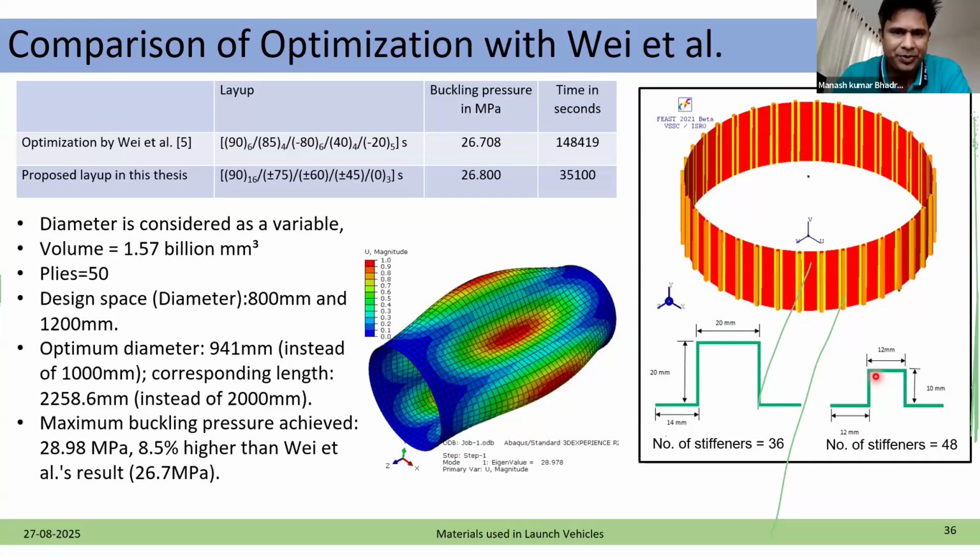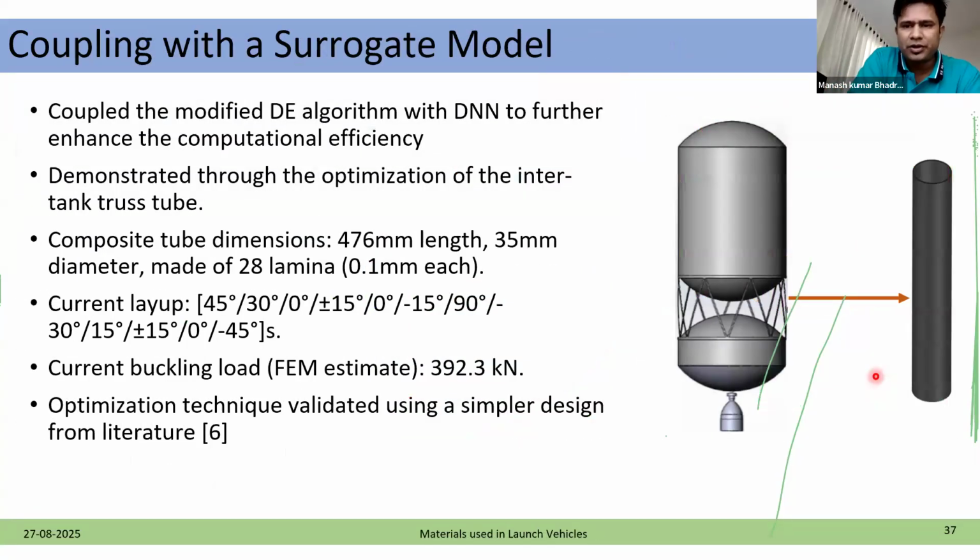Having said that, I'm going to talk about how this algorithm can be made further fast and further improved. This further computational improvement can be done by introducing a surrogate model. A surrogate model is a model which will be developed based on the data rather than based on the physics of the system. In this case, we used a neural network, and since it has multiple layers, we call it a deep neural network.